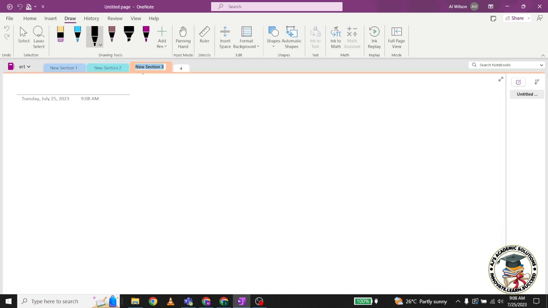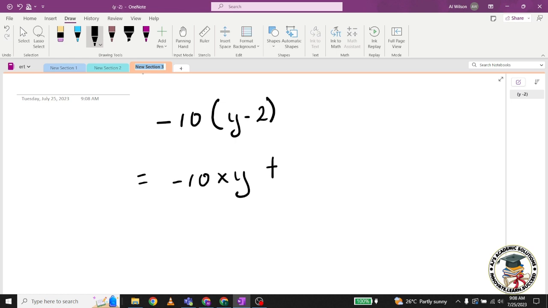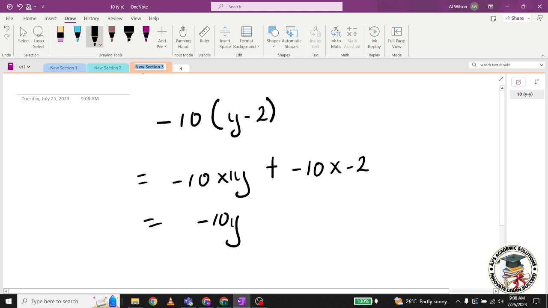So moving on to the next one now. Let's say we have negative 10, and then in bracket, y minus 2. So as before, we follow the exact same pattern. We have negative 10 times y. Here's our addition sign. Then we have negative 10 times negative 2. So our variable for the first part is y, and we just put back the negative 10, because of course negative 10 times 1 is negative 10.